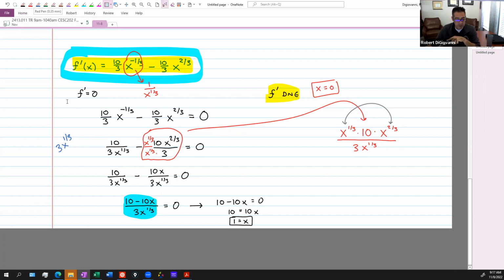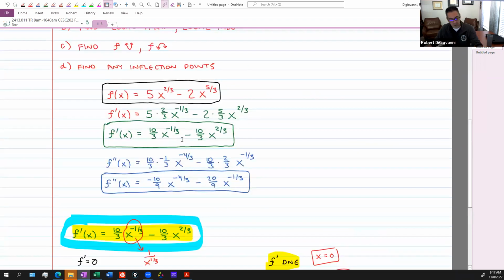So let's go back to the original function right here. Are there any domain problems here? So are there any numbers you can't plug in? Notice we don't have any negative exponents there. So those x's are not on the bottom, are they? Right? So we don't have to worry about division by 0 with the original function.